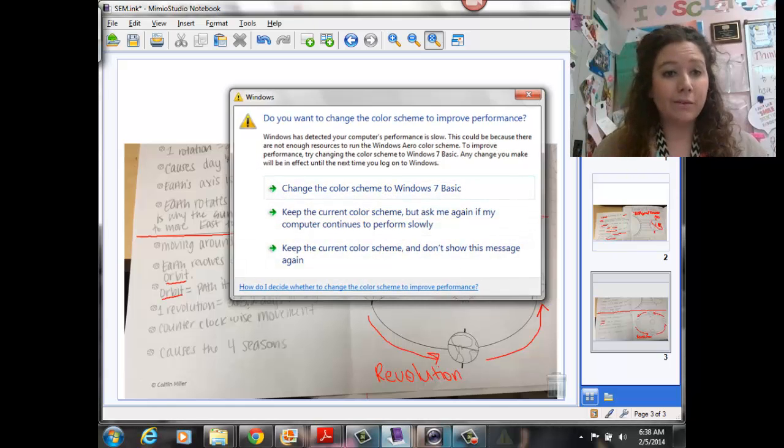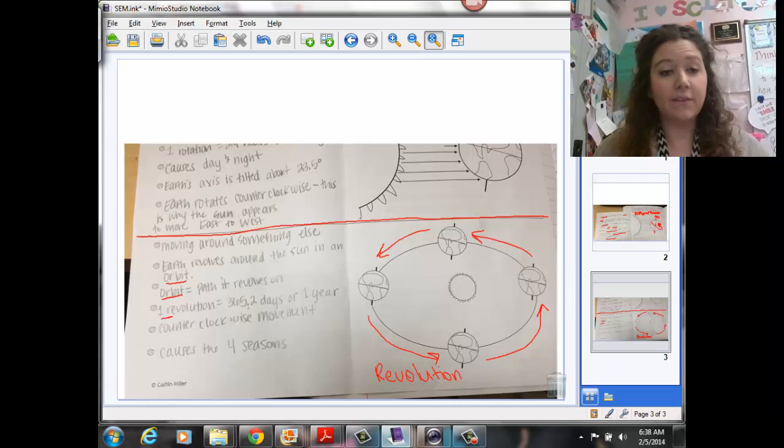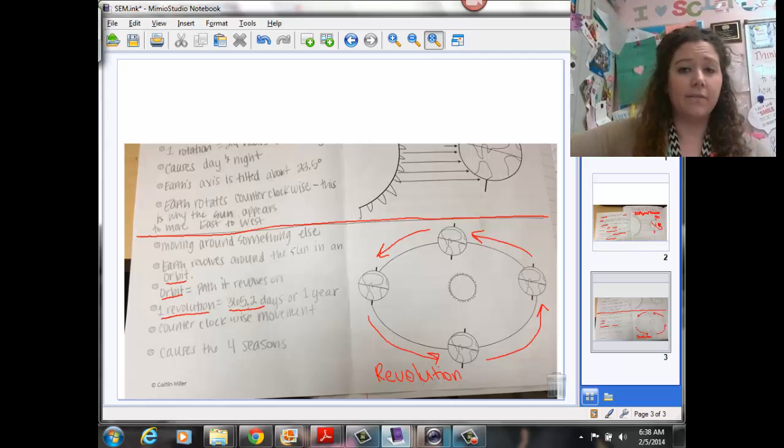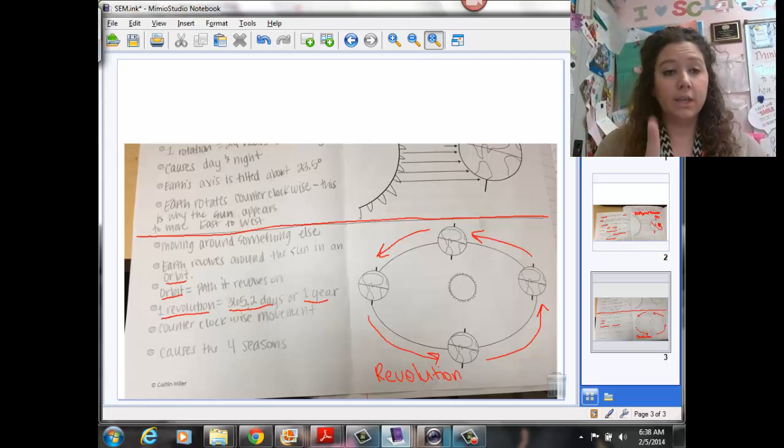And one revolution takes 365.2 days, or 1 year. So to go completely around the sun takes 1 whole year. And so that's why we have the 4 seasons. So the revolution movement of our Earth is what helps cause the seasons. And a little silly trick to remember it is, revolution has how many syllables? Revolution. 4 syllables. How many seasons are there in a year? 4. So that's one way that we can remember revolution.